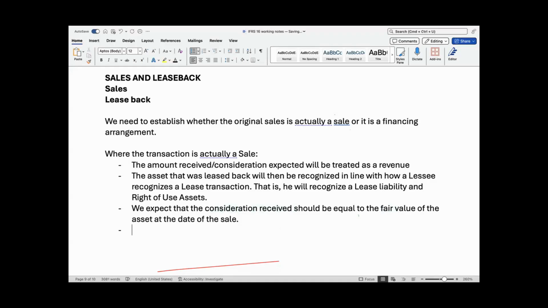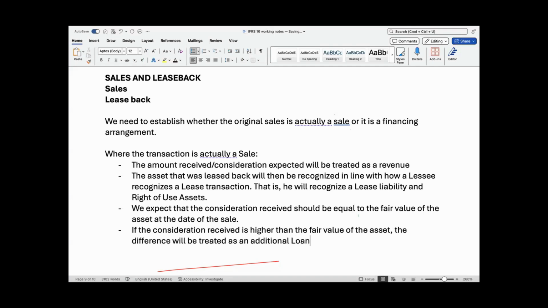In the exam, you might find that they are not the same. So if the consideration received is higher than the fair value of the assets, the difference will be treated as an additional loan.